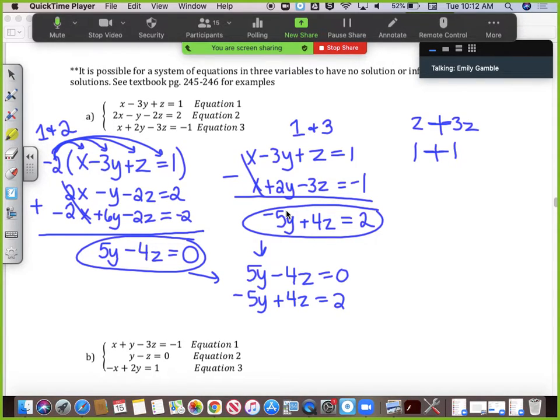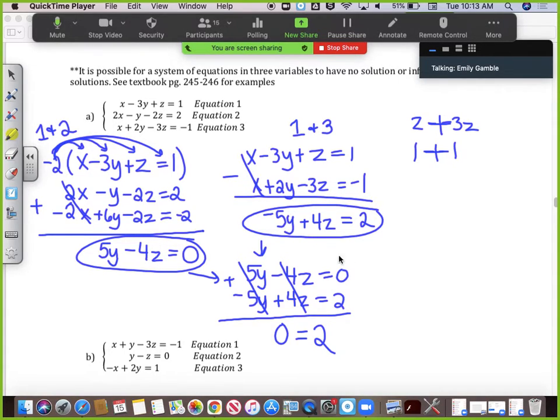Now, when I go to solve this system, if I wanted to eliminate y or eliminate z so that I can solve for one of the variables, I realize that something strange is going to happen, because if I actually just add straight down, 5y plus negative 5y cancels out. Negative 4z plus positive 4z cancels out. This whole entire left-hand side is 0. And 0 plus 2 is 2. So something strange, like I said, was going to happen in this problem.